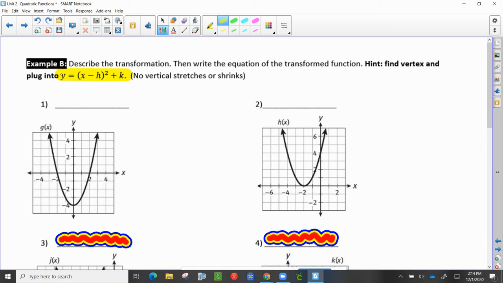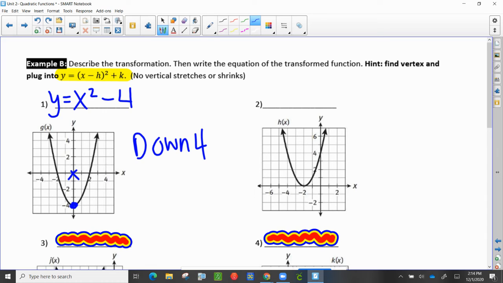Okay, but let's talk in more terms of transformations. So here is my vertex. Remember, the parent function would start at 0, 0. So it looks like all this graph did was go down 4. Okay, so I don't have any left or right shifts, so there's no h value, so there's nothing in parentheses. But if it goes down 4, I know that's a minus 4 for my equation. So here would be our function, y equals x squared minus 4.